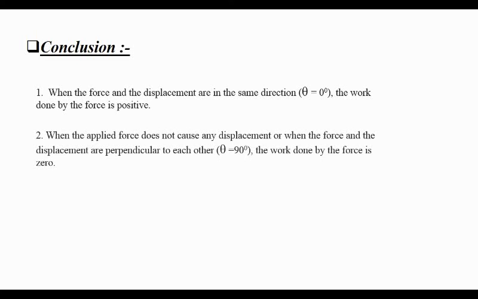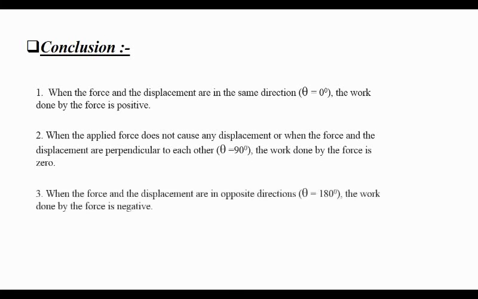The second one is when the applied force does not cause any displacement, or when the force and the displacement are perpendicular to each other, which means the angle between them is 90 degrees, then the work done by the force is 0. Now the third conclusion is when the force and the displacement are in opposite directions, which means the angle between them is 180 degrees, the work done by the force is negative.